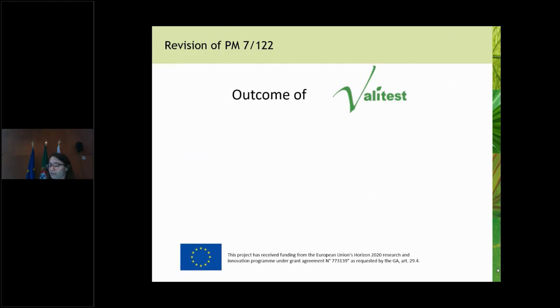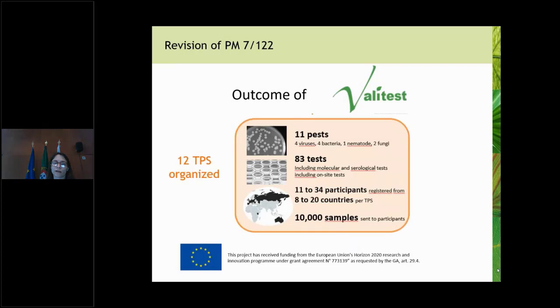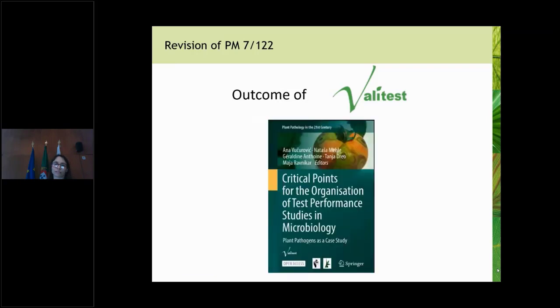But thanks to Valid Test again, we could enrich the standard. During Valid Test, 12 test performance studies were organized. This covers 11 pests, 83 tests, a very huge number of participants and more than 10,000 samples. And this really allowed all the organizations involved in the organization of these TPS to gather and share knowledge on how to organize test performance studies.